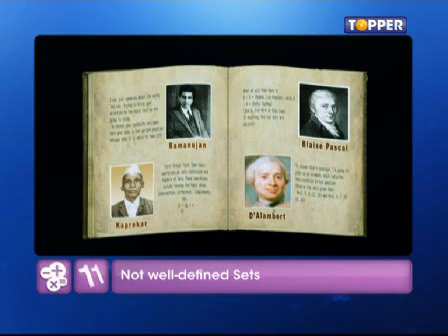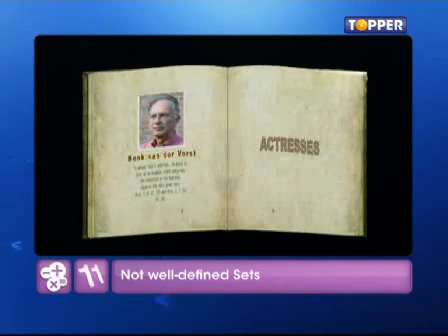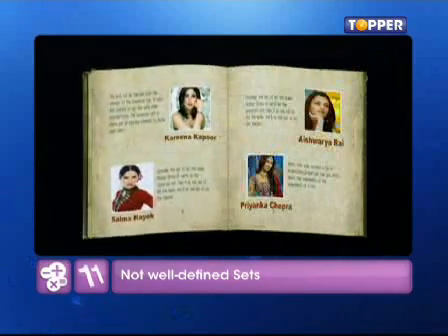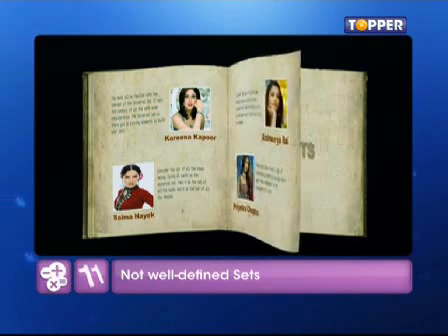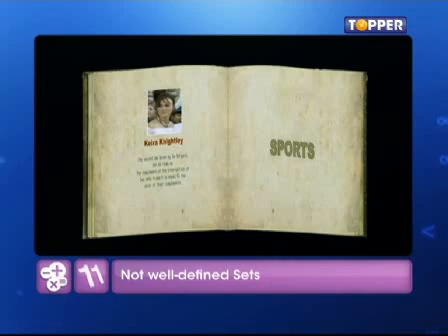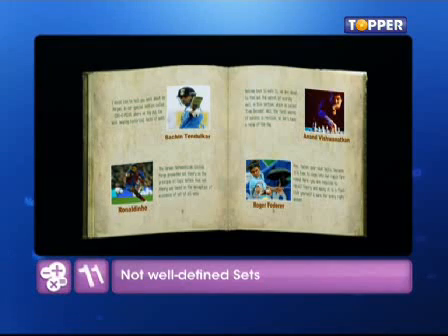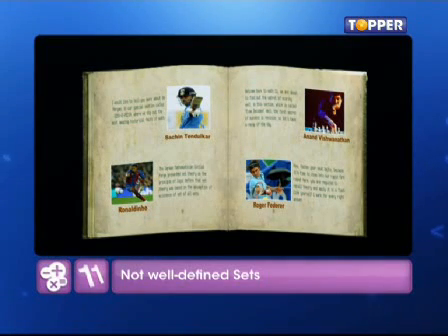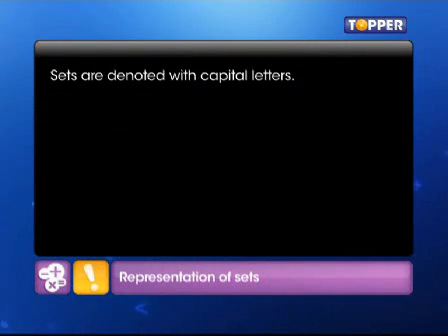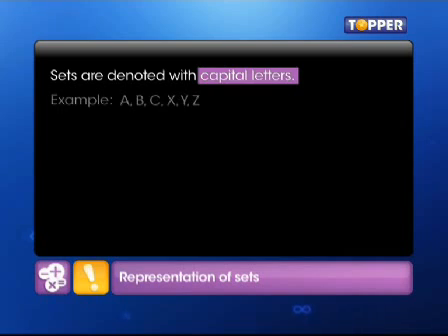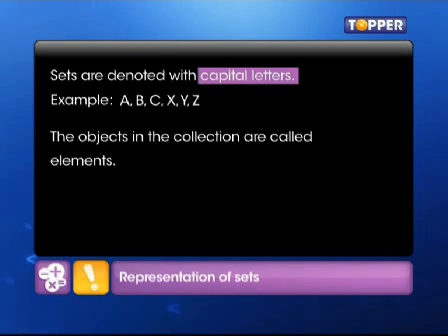Some more collections that are not well defined are beautiful actresses, for example. Beauty, as they say, is in the eye of the beholder. Most popular sports person. These are your examples of not so well-defined collections. Now let's explore some more about the notations and definitions in set theory. After defining a set, we go ahead and label them with capital letters like A, B, C, X, Y, Z, etc. The objects in the collection, they're called elements.